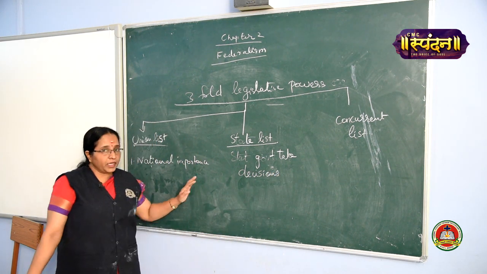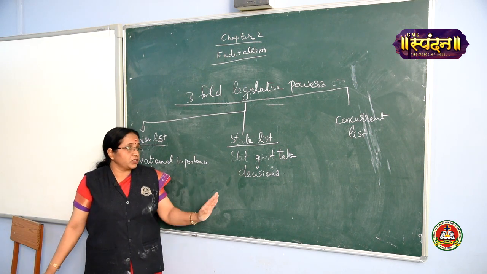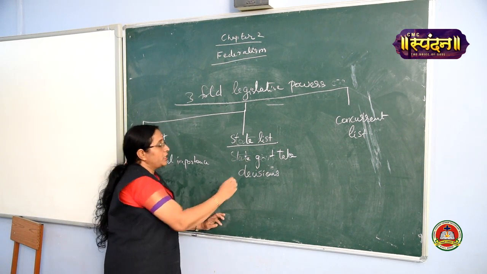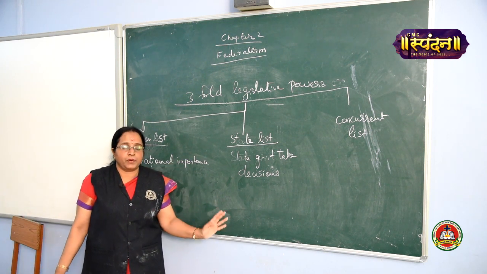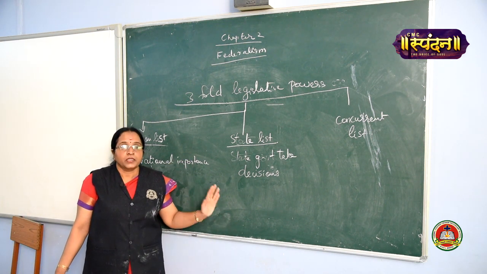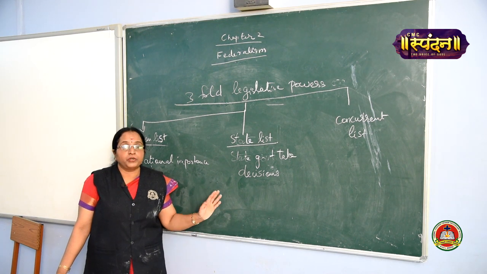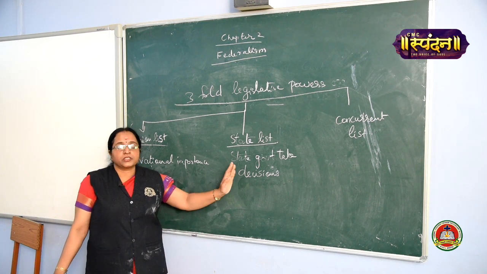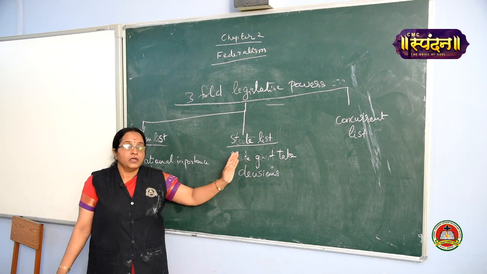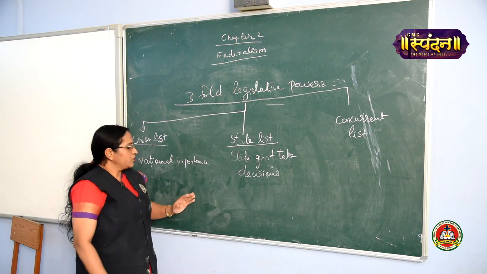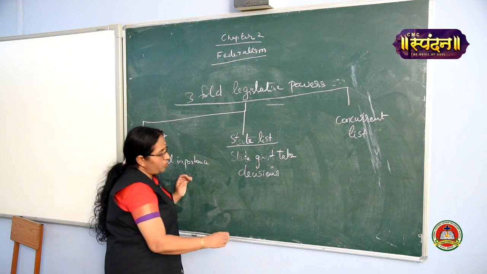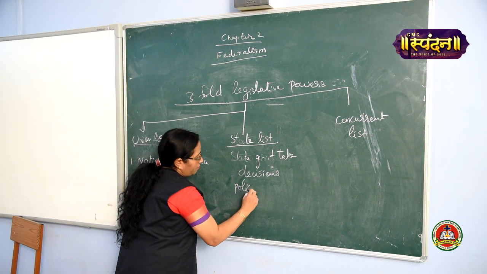State government takes decisions for the subjects. Okay. Now see, there are some subjects which are dealt with by the state government only. They have the authority to take the decisions. Such subjects come under the state list. For example, you can see police, trade, etc. Okay, police, trade.